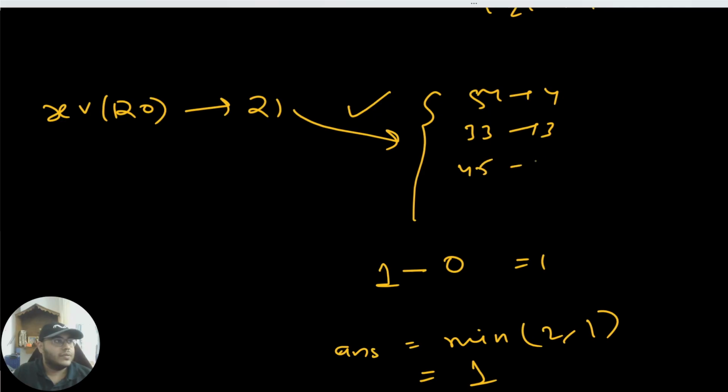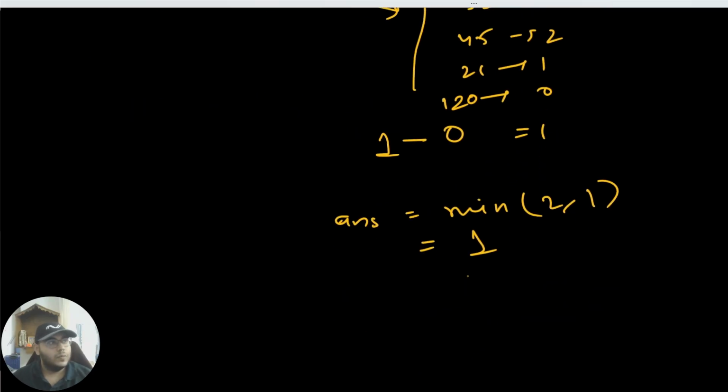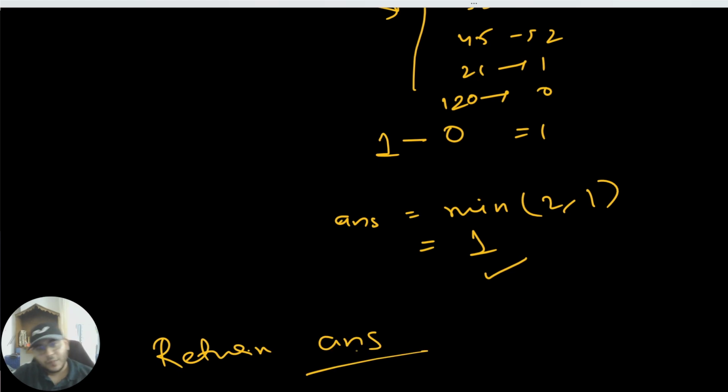3, 45 is 2, and 21 is 1, and 12 is 0, 120 is 0. So finally we come to the end of our loop, and we have found our answer as 1. You just return this. So in this way, we'll efficiently be able to calculate the mirror pairs and the minimum difference between them. Let's look at the code part.